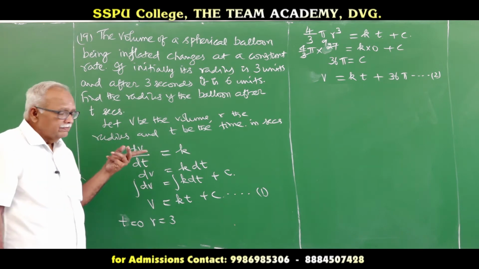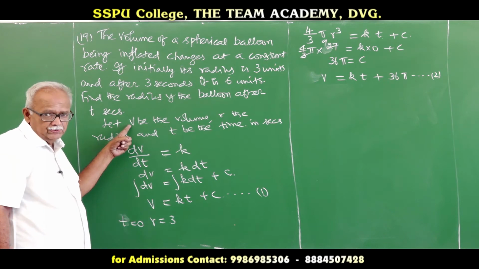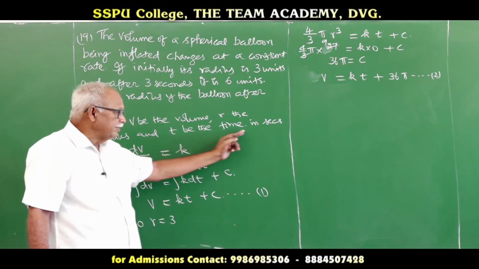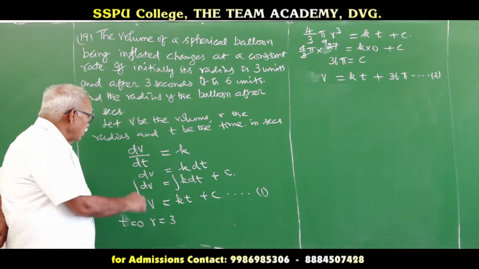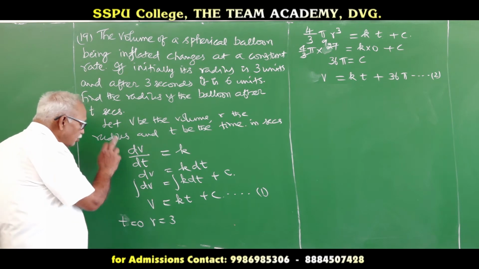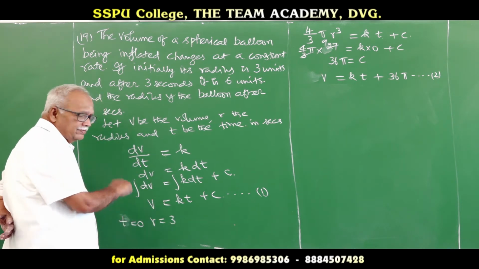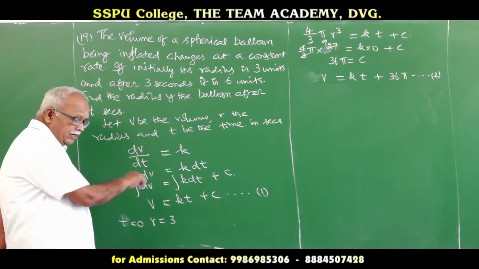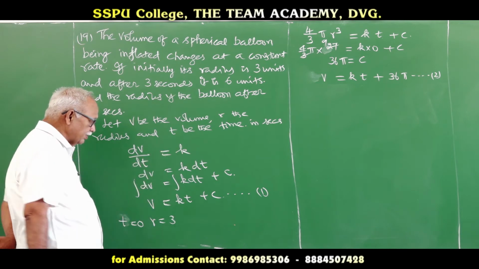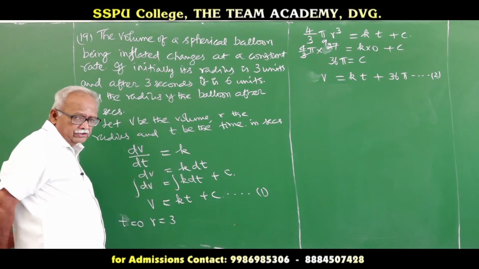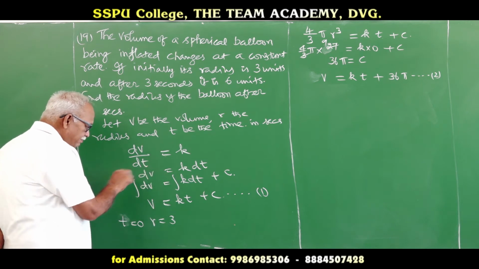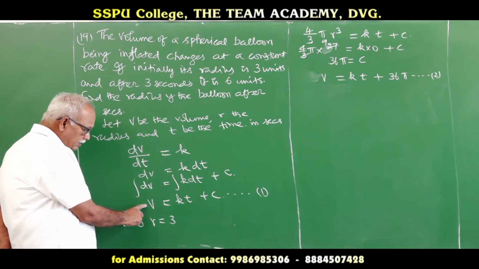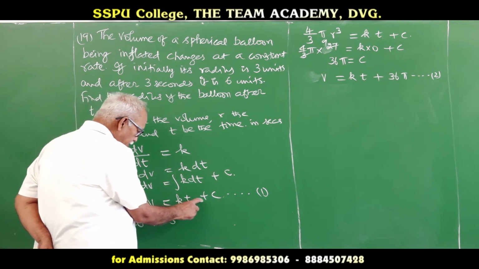For this we should know the volume of the sphere. V be the volume of the sphere, r be the radius, and t be the time in seconds. So, the rate of change of volume is constant. Rate of change means change of volume with respect to time. dV by dt is equal to k, so dV is equal to k into dt. Separation of variables, then integrate it. When you integrate, you get the general solution as V is equal to k into t plus C.